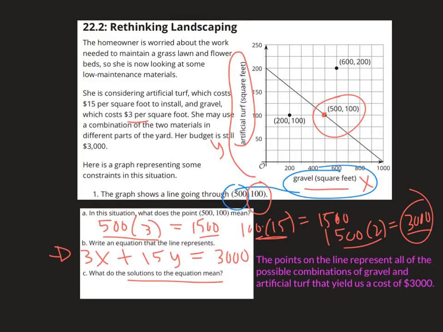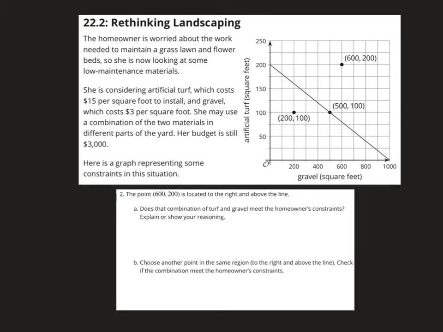We've been through this discussion. But what are these other points? Again, I just want to rethink about what our learning targets are here. Interpreting, right? We're here to interpret what's going on in real life. So the point 600, 200, as I'm looking at that, that's way up there, right? Above the line. And the question here asks, does that meet the constraints of the homeowner, right? Essentially, are we going to land at $3,000?